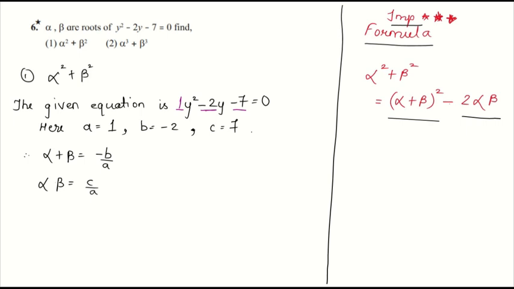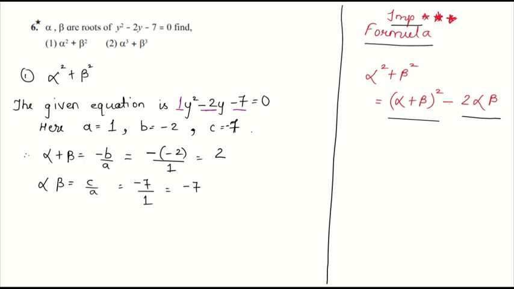So let's solve this. What is minus b upon a? It is minus, and b is minus 2, upon a which is 1. So this is plus 2, only 2, and 1 is in the denominator. What is alpha into beta? It is c upon a. What is c? C is minus 7. So it is minus 7 upon 1, that is nothing but minus 7.